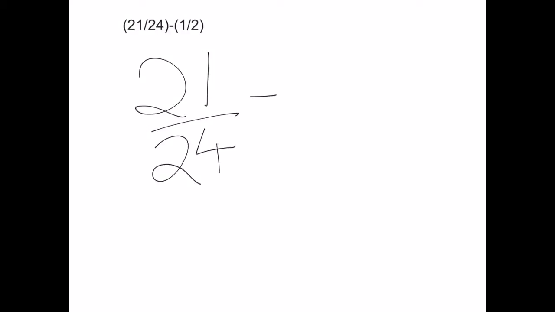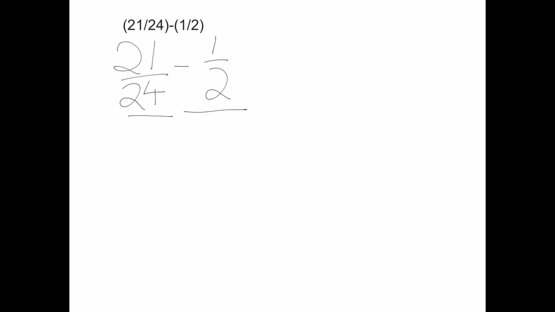So, 21 over 24, subtracting 1 over 2. Now obviously these two do not have a common denominator. So we must list out their multiples.